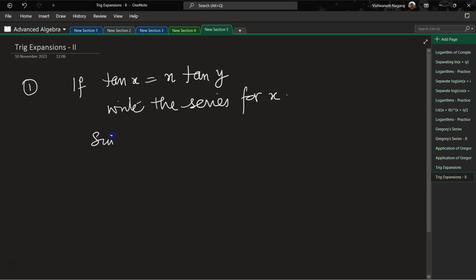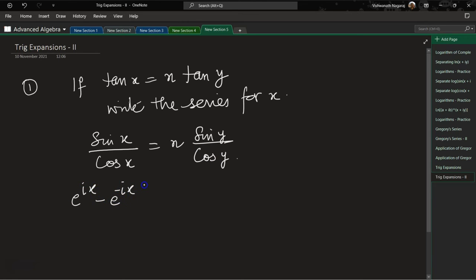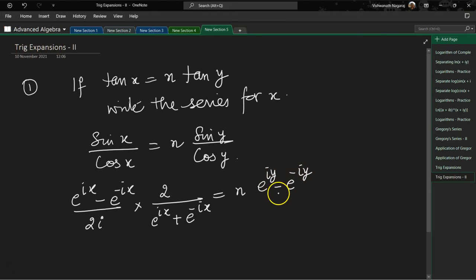Tan x can be written as sin x by cos x is equal to n times sin y by cos y. Sin x can be written as e to the power of i x minus e to the power of minus i x by 2i, times the reciprocal of the exponentiation form. So that comes to 2 by e to the power of i x plus e to the power of minus i x is equal to n times sin y, which will be e to the power of i y minus e to the power of minus i y by 2i, times the reciprocal of cos y. So 2 by e to the power of i y plus e to the power of minus i y.